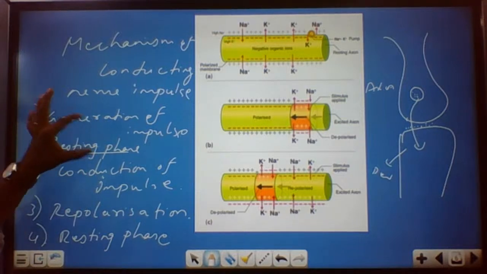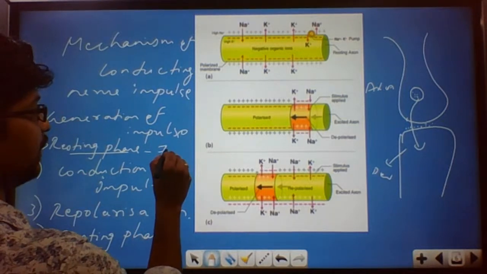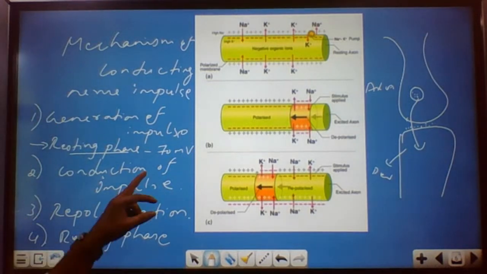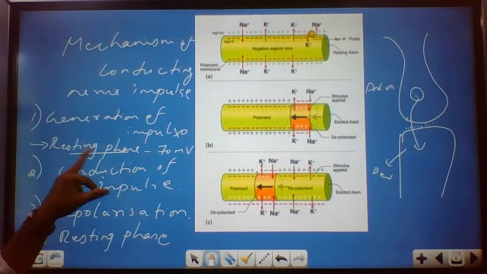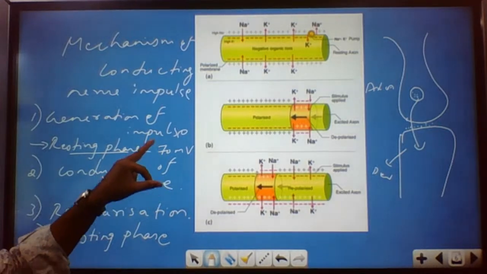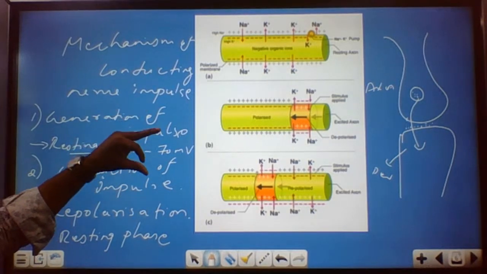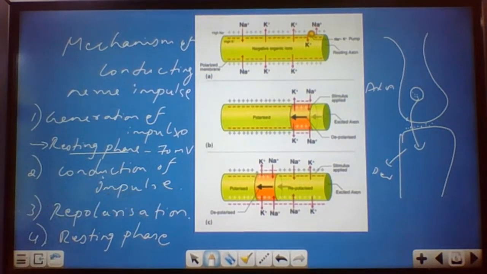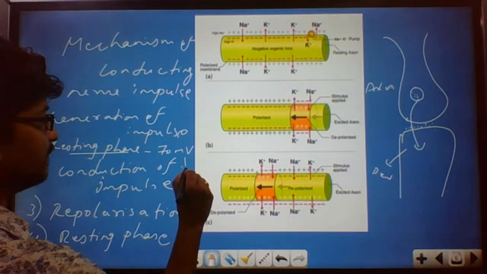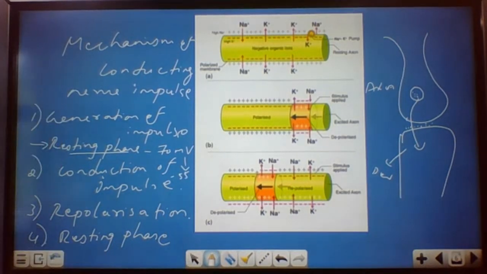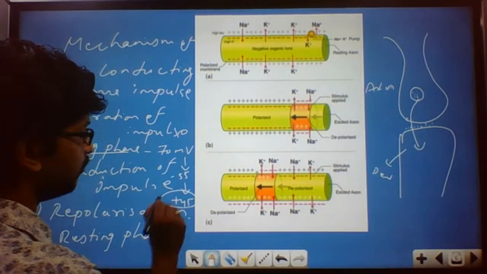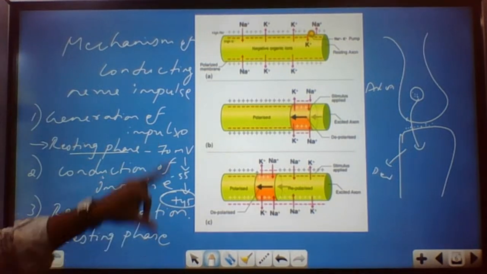In the resting phase, the nerve fibers are at -70 millivolts. The question comes: what is the potential in the resting phase? The potential is -70 millivolts. During conduction, what happens? The -70 is converted to -55 millivolts. And after that, when it reaches the action potential, this -55 gets transformed to +45. So this +45 is for action potential. You need to recollect these two values.